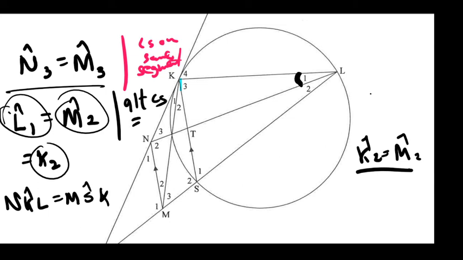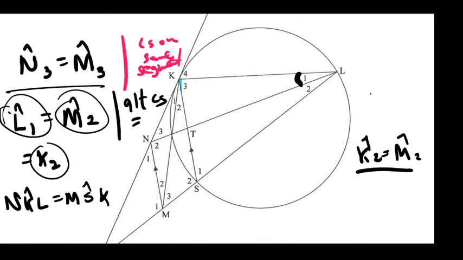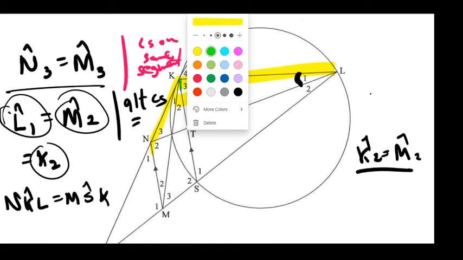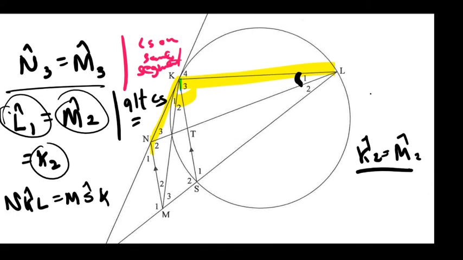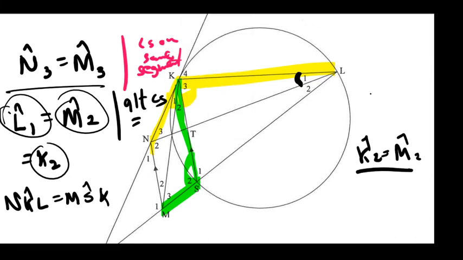So we're saying N, let me use another color, NK, NKL, so meaning we're talking of this angle, right? And then we have MSK, so it's MSK, right? So we're talking of this angle here. And then here we're talking of this angle here, right?